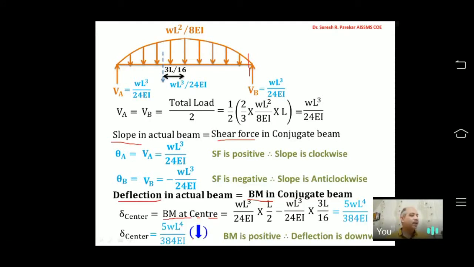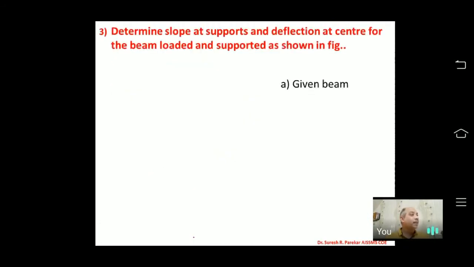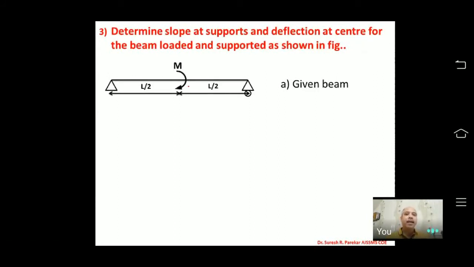So this is downward. Now the third case we have taken, that is a really good example. That is, we have a couple which is acting at center. We have taken clockwise; we can go for anti-clockwise. Then what will be the FBD? So we have M by L, M by L. What will be the reaction over here?